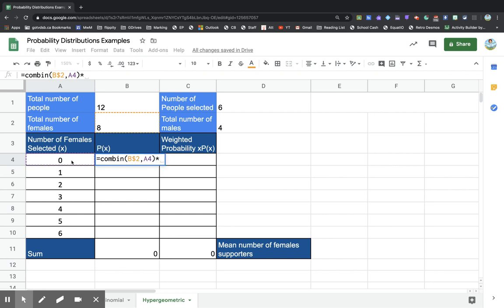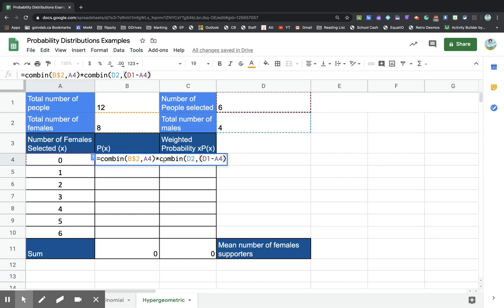I also have to select my males though. So COMBIN, the total number of males is 4. And then for the number that I'm selecting, that's going to be however many are left over. So there are 6 people total that I'm selecting, and I've selected 0 females. So what I just did there was take the total number of people selected, and subtract the number of females I've selected.